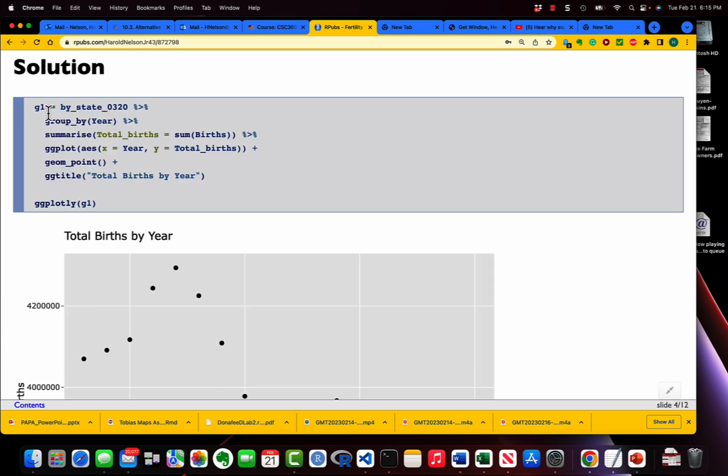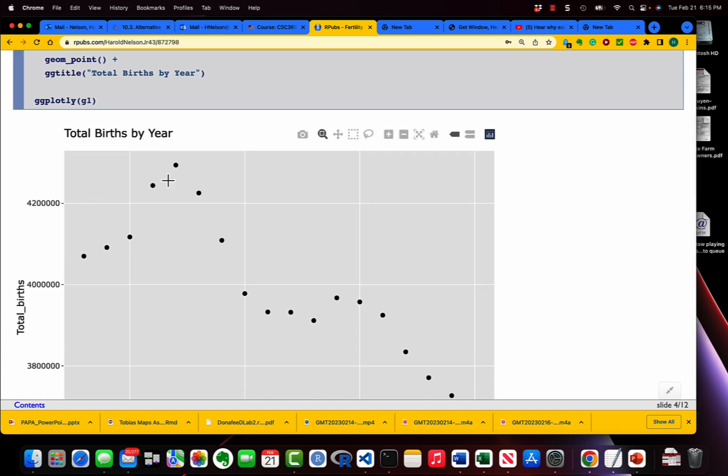So I'm going to create a ggplot object called G1. Starts with by state 320. Then we group by year, and we summarize that the total births is equal to the sum of the births. And then we do the ggplot with that data. We put year on the horizontal axis and total births on the vertical axis. Do a geom_point and a ggtitle, total births by year. And then we do ggplotly G1. Okay, so here we go.